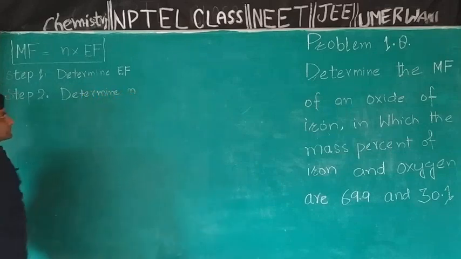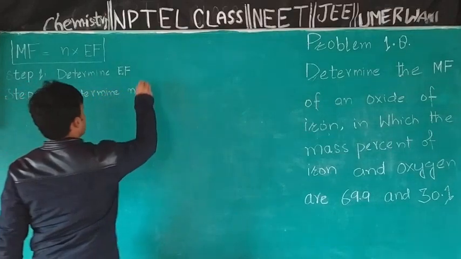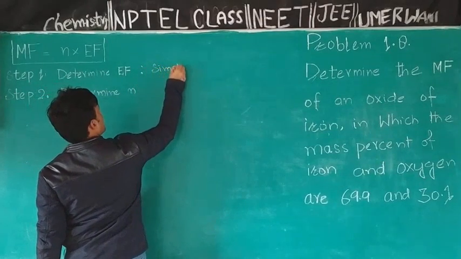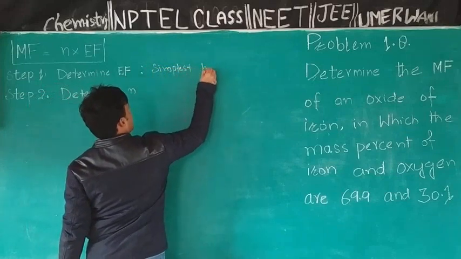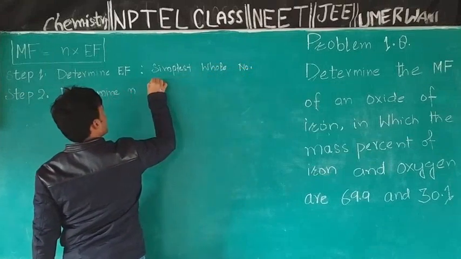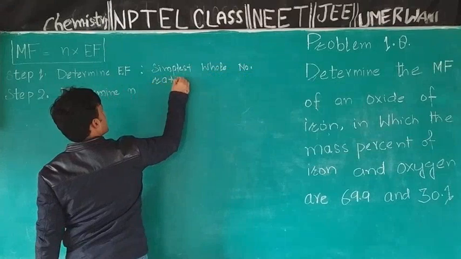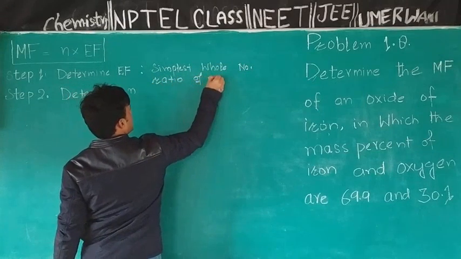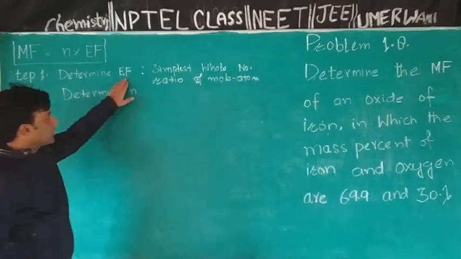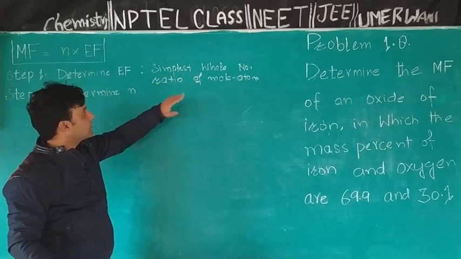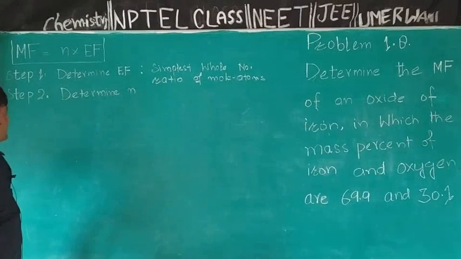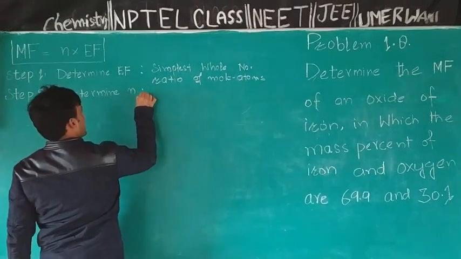Determine n. Here what is determined is the simplest whole number ratio of mole atoms. During determination of the empirical formula, we have to determine the simplest whole number ratio of mole atoms of all the elements present in the compound. And how is n determined?